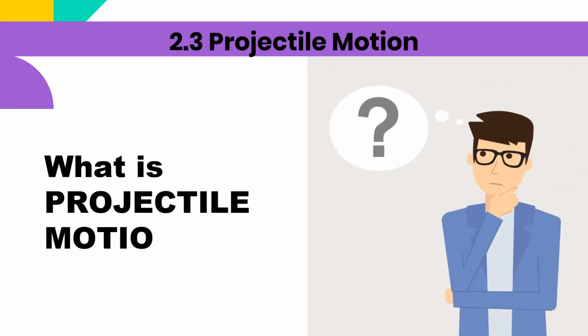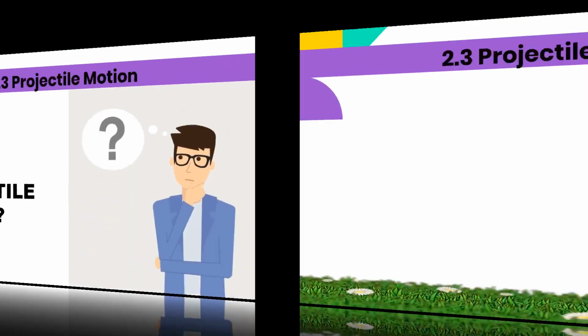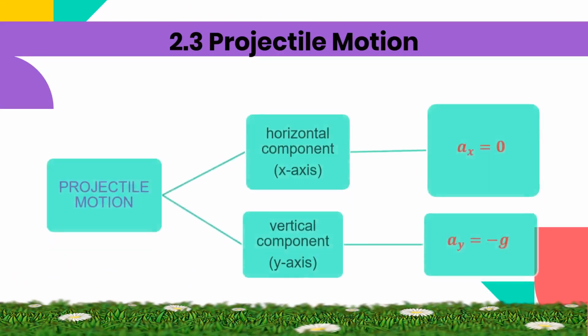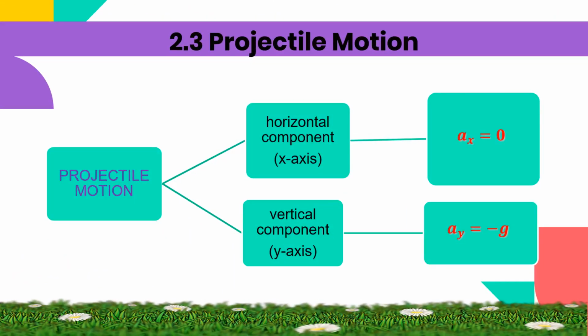What is projectile motion? Projectile motion consists of two components, which are horizontal and vertical components. The acceleration for the horizontal component is 0, and the acceleration for the vertical component is negative g.